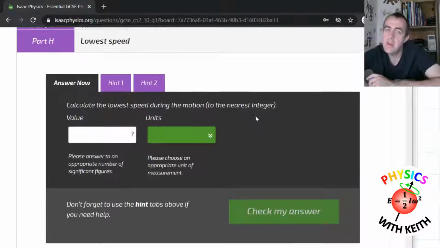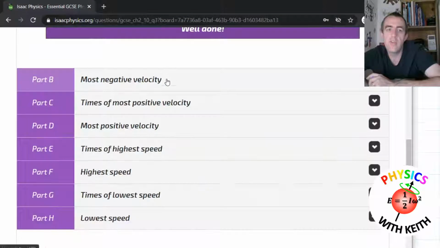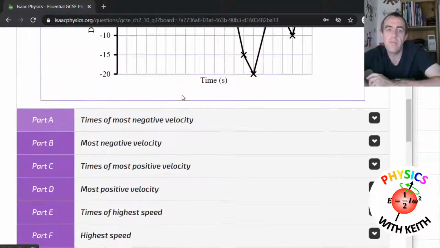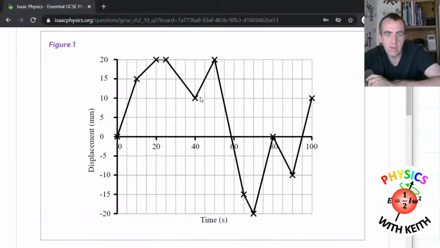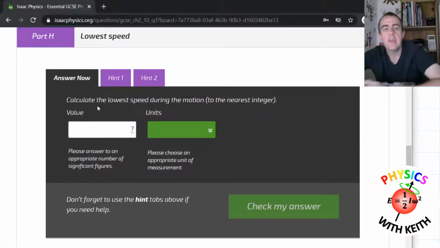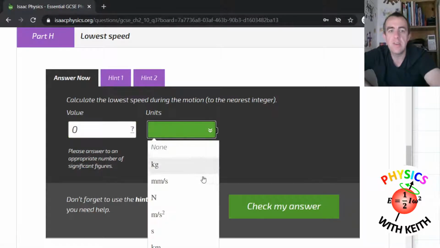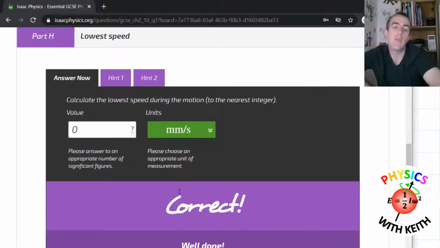Now this could be a little bit controversial, couldn't it? The lowest speed, because if you look at the graph, there's a lot of scrolling here, but if you look at the graph, the speed in this section here is 0, but it's not moving. So how do we interpret this question? Calculate the lowest speed during the motion. Should I put 0 and see if that's right? Oh, it is right. Okay.